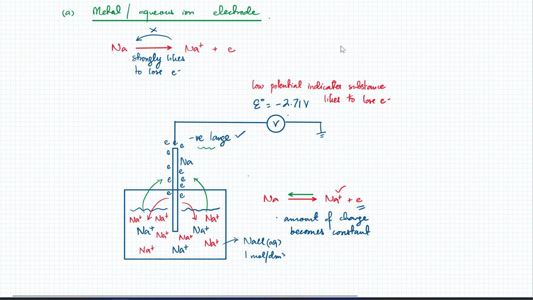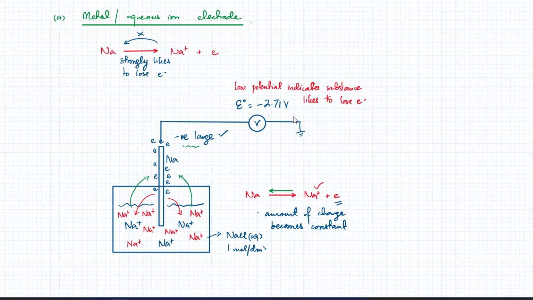Achha, so that's the first part. So if a substance likes to lose electrons and lose a lot of electrons, the electrode will become very negative and the voltage will become very negative, and that kind of gives you an idea about what the substance likes to do. Similarly, if I have another metal aqueous-ion electrode, and this one is an unreactive metal.